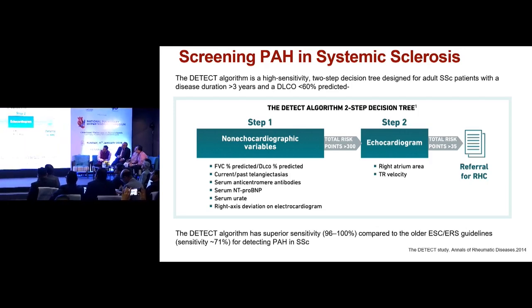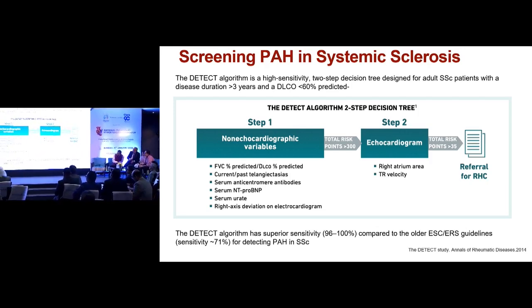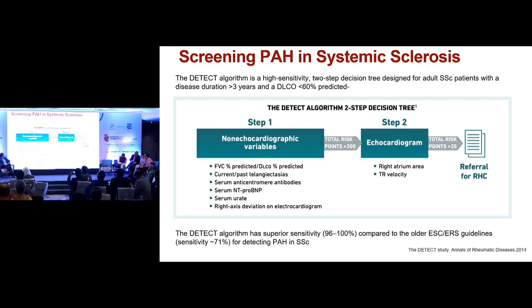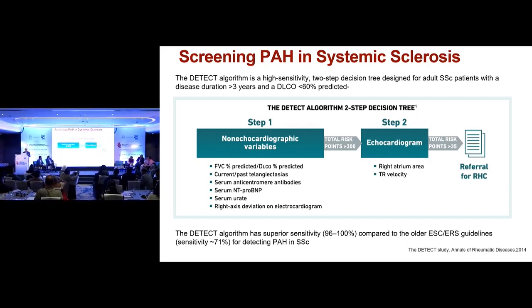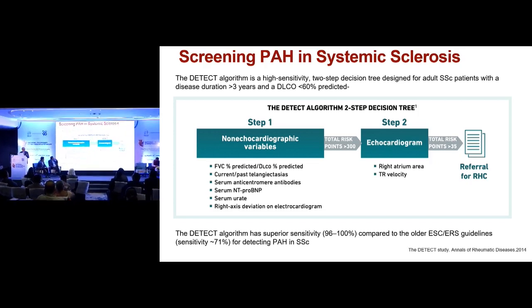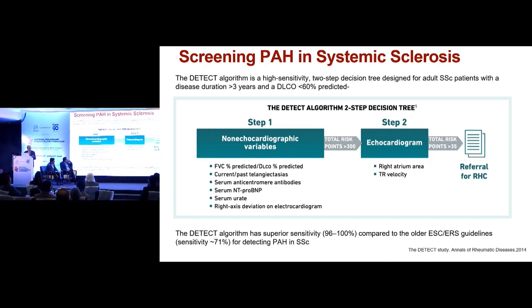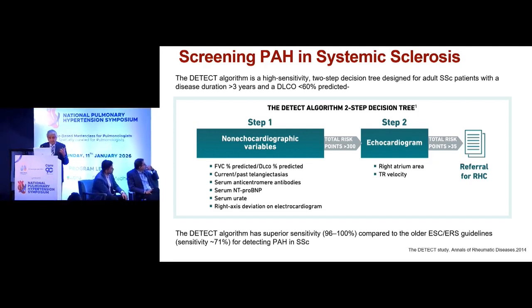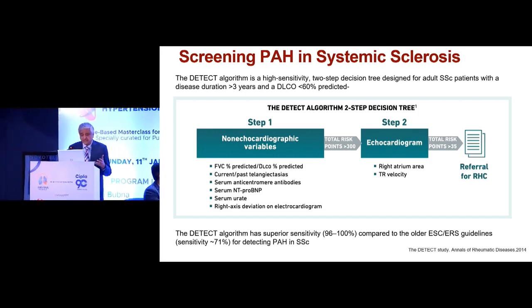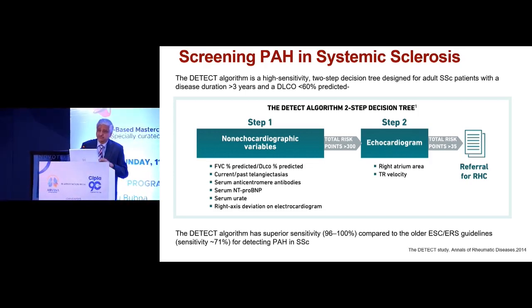And I think if you're looking at your patients, it's important to look at the DETECT algorithm. It's actually available as an app. You can download it and use it. It looks at non-echocardiographic variables, and it's been shown to have a very high sensitivity and specificity. The DETECT algorithm has a superior sensitivity as compared to the older guidelines. It looks at the FVC predicted over the DLCO predicted, current and past telangiectasias, serum anti-centromere antibodies, serum NT-proBNP, serum urate, and right axis deviation on electrocardiography, which, if you remember, our patient also had.